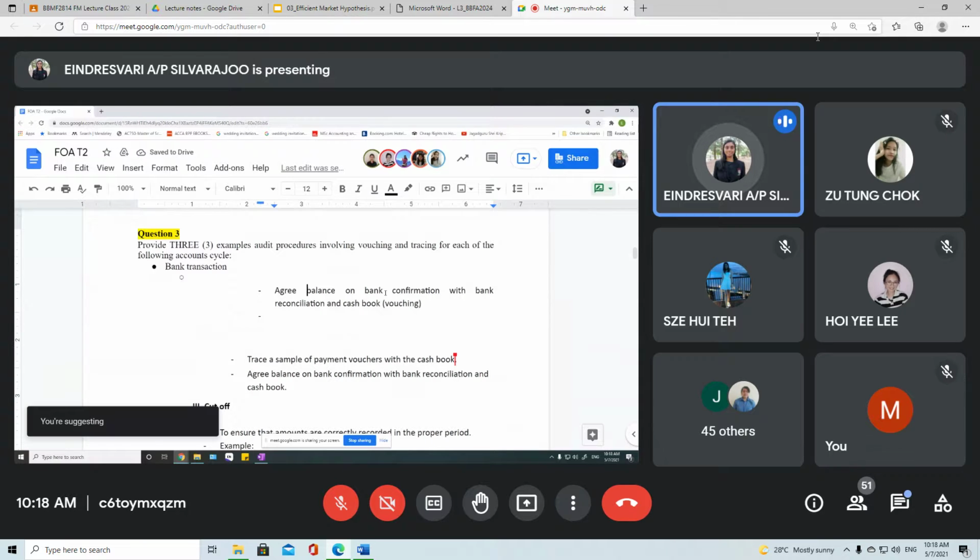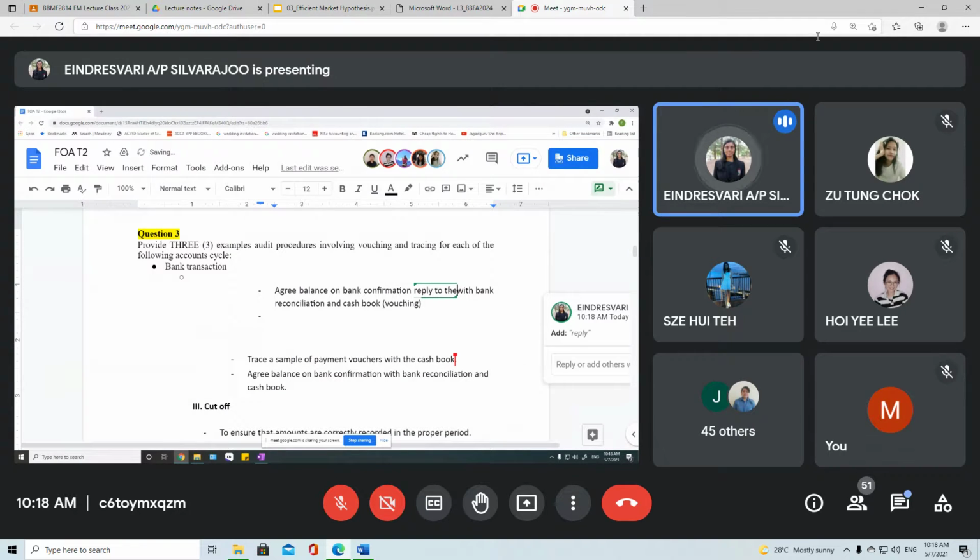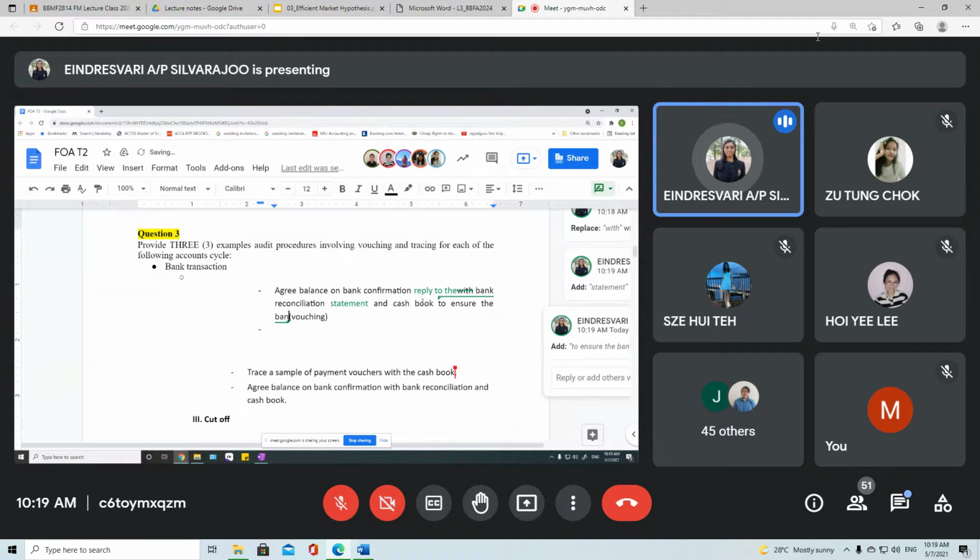Okay, agree balance on bank confirmation, reply to the bank reconciliation statement. Bank reconciliation is not a document. You need to put the word statement, then it will be a document. Bank statement reconciliation and cash book to ensure the bank balances matches. Okay. That means this is related to accuracy indirectly.